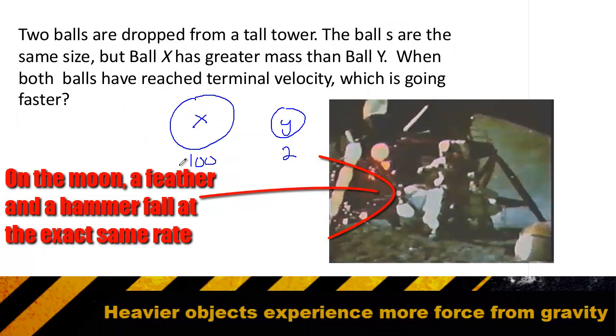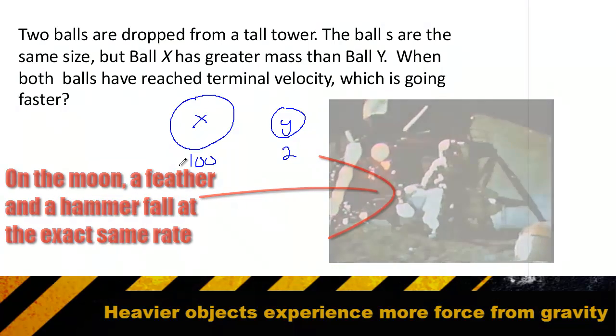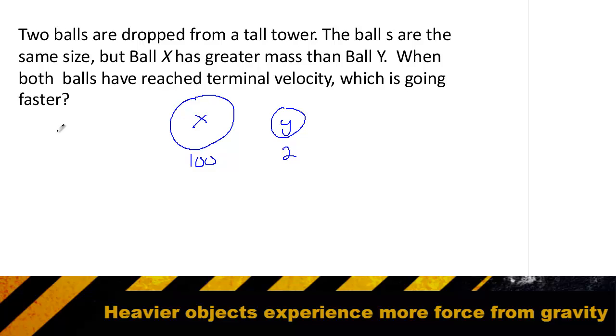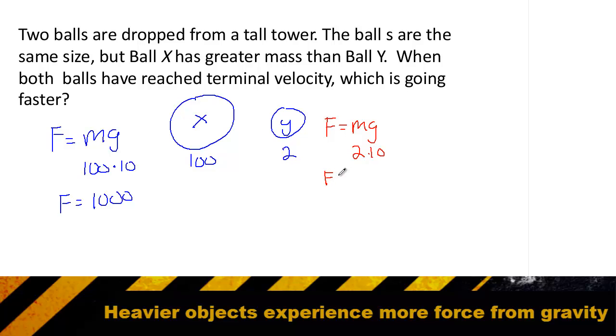But because we live on a planet with wind resistance, eventually we're going to get a force that's going to start to push up. So on X, we want to look at the force that's pulling X down. And that equation is our force is equal to our mass times our gravity. In this case, our mass is 100, and as always, gravity is 10. So in our example, our force for X is going to be equal to 1,000. On Y, we have the exact same equation, just with different numbers. Same idea, force is equal to mass times gravity. Our mass is 2, our gravity is 10. So in Y, our force is only 20.